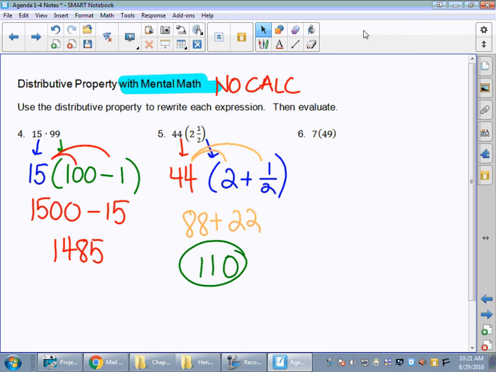So when I say that I want you to do mental math or rewrite the expression, that's what I'm talking about, either using subtraction or addition. If that number 4 was 15 times 100 and, times 101, we could do 100 plus 1 in those parentheses. For number 6, for the 49, I would probably do 50 minus 1, because 50 is a little bit easier to work with than a 49. So what is it close to, or how can you break it, like for that fraction 2.5?